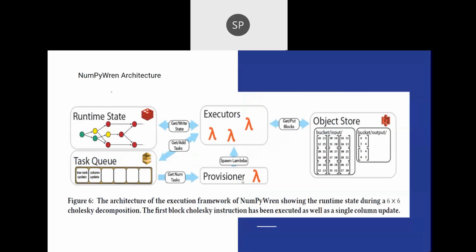This is the broad architecture of NumPy. As we can see, the tasks will be assigned to a task queue, and a provisioner will help in providing the tasks to executors, which are the AWS Lambda service. The AWS Lambda service gets the data from the object store, which is S3 or DynamoDB or Redis.